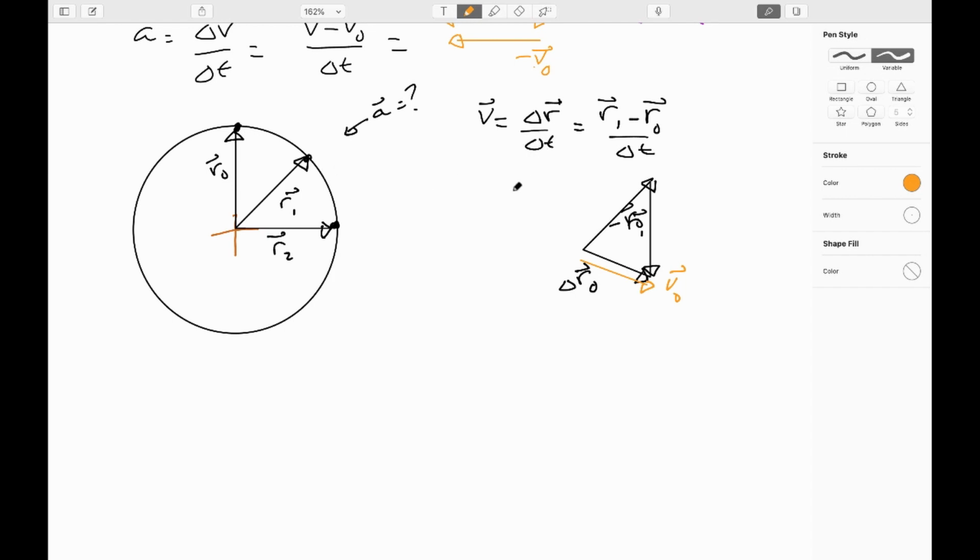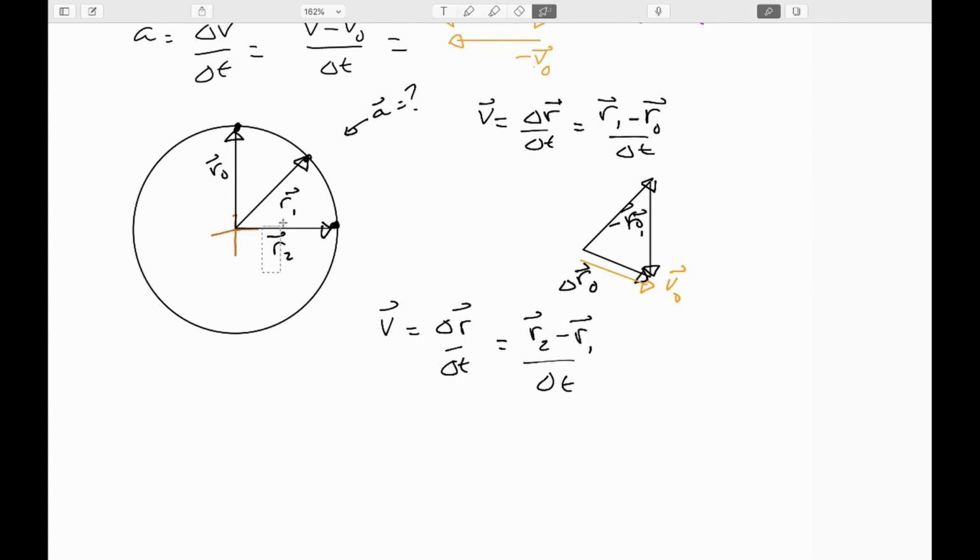We can then go and repeat this exercise for the other pair of points, R2 and R1. So we could also just as easily say that V is delta R over delta T. So this is R2 minus R1 over delta T. So again, let's copy that, paste that.